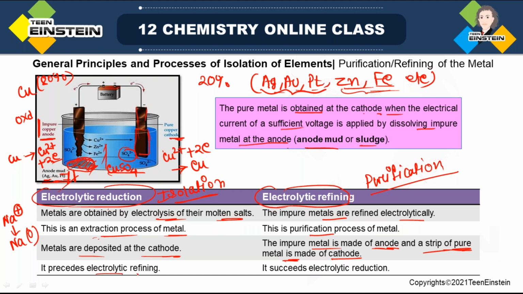It precedes electrolytic refining. Precedes means first, this method you have to do because it is isolation. It is the second step basically, and this is the third step. So obviously it precedes electrolytic refining and it succeeds electrolytic reduction. Only after reduction can you do the purification process, not before that. So these are the differences between electrolytic reduction and electrolytic refining. Is there any doubt?